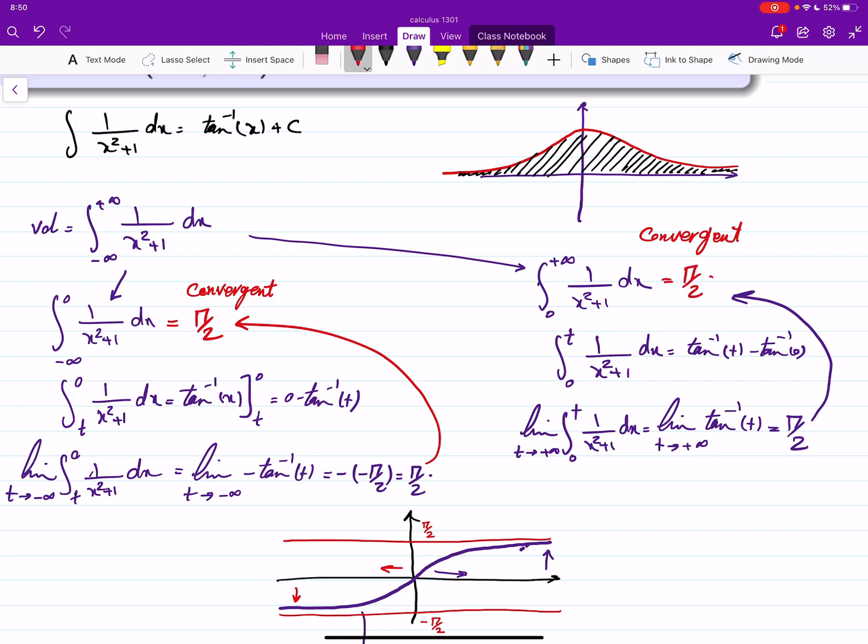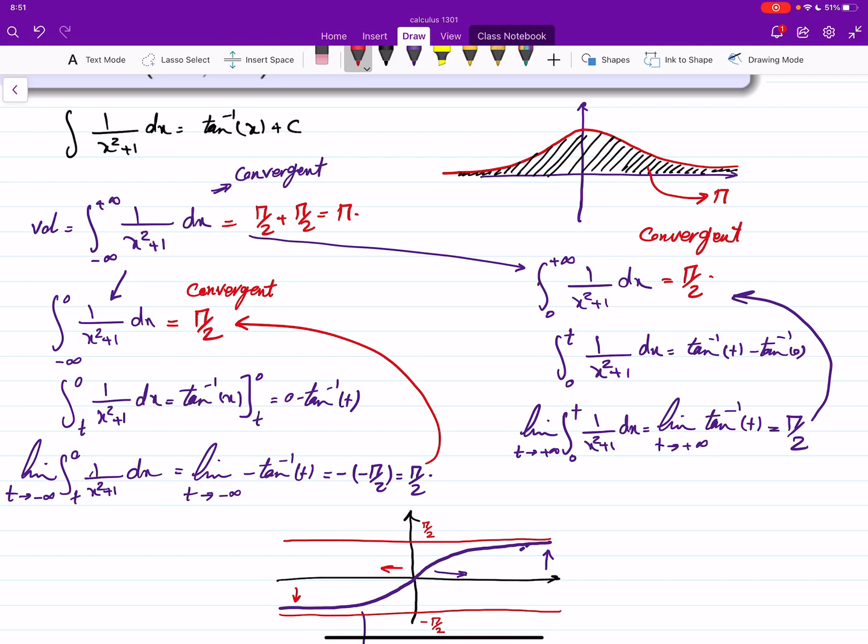Now that both of them are convergent, I can say that the original one is convergent, and its value is equal to the sum of the values of these two integrals. So pi over 2 plus pi over 2, which is equal to pi. So this integral, there's a region down there, it is extended along an infinite region, infinite length, but the region has finite area, which is pi.